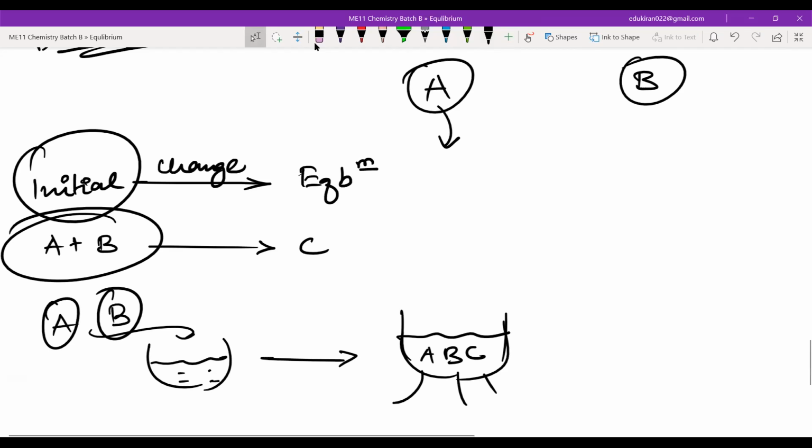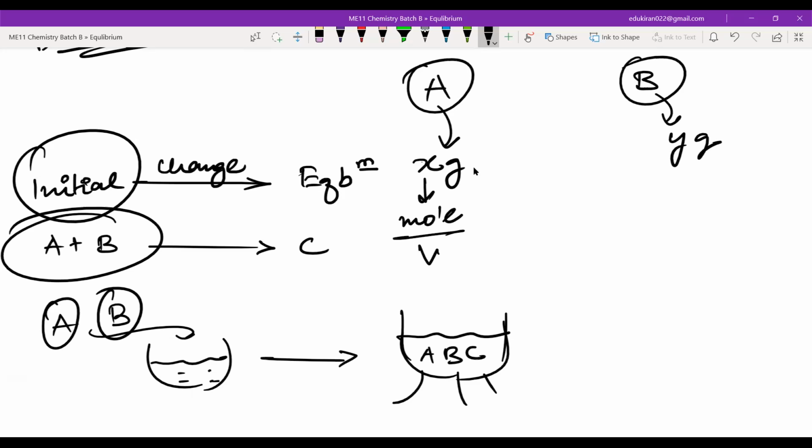Then we will move to a device which can measure weight. Then we will take some grams, let us say X grams of A, and Y grams of B. Then to calculate the concentration, I will convert this into moles and then divide by the volume. So what is the device I needed?